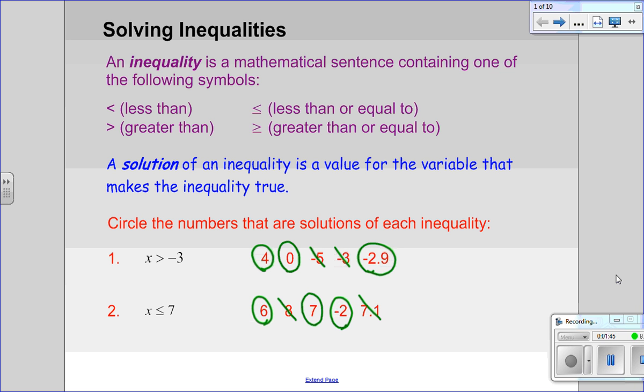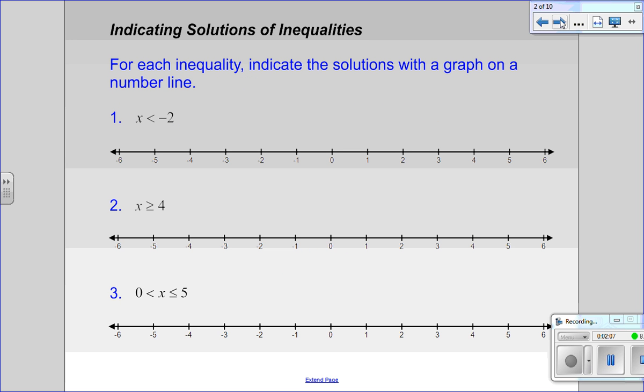As you can see for inequalities, there are infinite numbers of solutions to these inequalities. So to state all of the solutions is a difficult task to do. To help us state all of the solutions, we often graph the solutions on a number line to help visually represent the solutions. Let's practice graphing inequalities on a number line. So for each inequality, let's indicate the solutions with a graph.